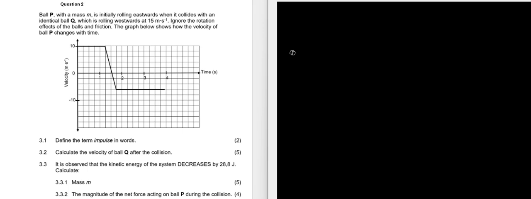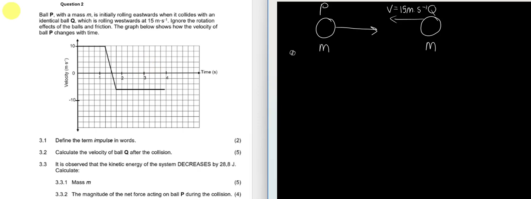Start. A ball P with a mass M is initially rolling eastwards, okay? When it collides with the identical ball Q. This is P. I don't have its mass, it's just M, and it's rolling eastwards. When it collides with the identical ball Q, then it's identical, so it must also have a mass M, rolling westwards, like this, with a velocity of 15 meters per second. Ignore the rotation effects on the balls and friction. The graph below shows how the velocity of ball P changes with time. Guys, please read your question more than once, because this is your graph for P. But they never tell it for you in your headings or anywhere here. They just tell you here, this is the graph of P.